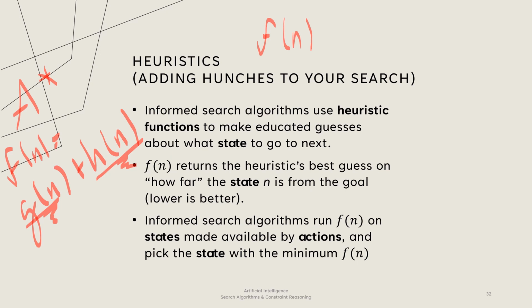So making educated guesses about what state to go to next, best guess on how far that next state n is from the goal. So because we're trying to get to the goal as fast as possible, we're trying to not repeat too much, we're trying to just take a path, which you can also see how without much change, heuristics is a greedy approach. Of course, there's things you can do to circumvent that, which we'll get into. But we're trying to minimize the distance from the goal. And then the informed search algorithms run f of n on states made available by actions and pick the state with the minimum f of n. So we're minimizing.